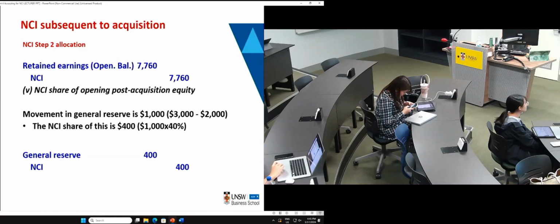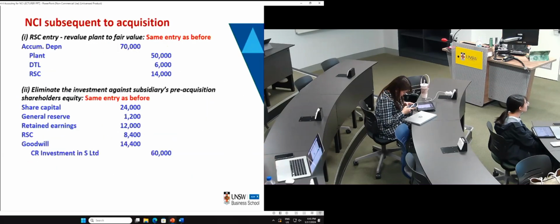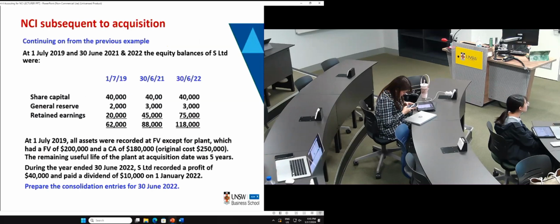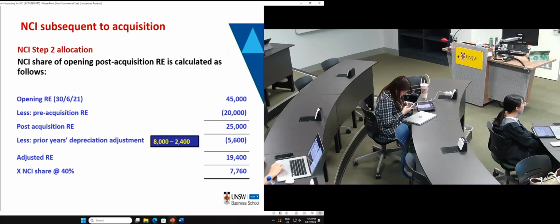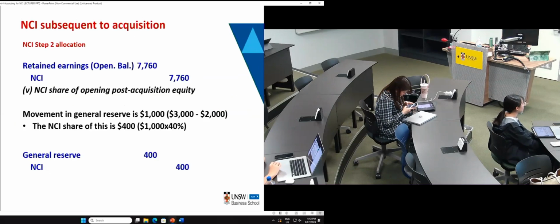Now, what else we find? Let's have a look at the question again. Now, share capital same, right? No changes in the share capital. General reserve increased by 1,000. Now, this one, we need to show NCI share, right? So the increase in the general reserve will also result in increase of NCI share of changes in general reserve according to NCI interest 40% multiply 1,000.